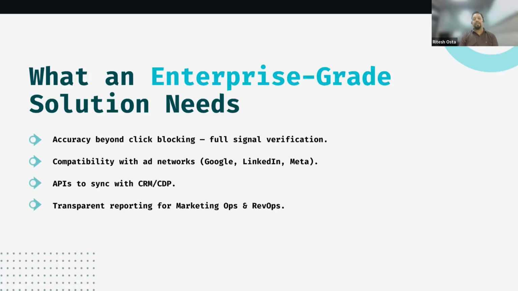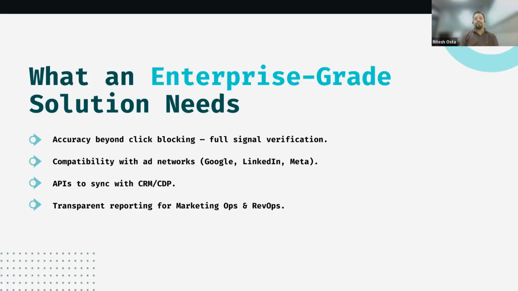So what does an enterprise grade solution mean? When we're talking about an enterprise grade solution, what do you need? You need accuracy beyond click blocking. That means just putting a click blocker is not going to help you fully. You need to have complete accuracy when it comes to signal verification. So you have to block the click, and also you have to verify all the ones which are coming into your system. Then there needs to be a double verification within your system whether this is actually accurate or not, whether this is actually real or not. So there needs to be 2 layers of protection at least.